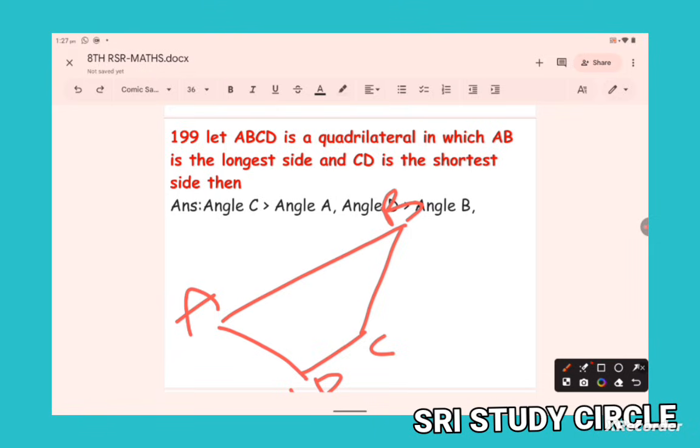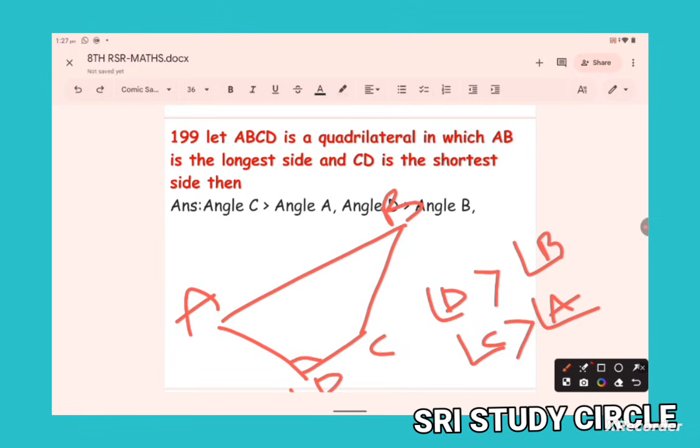The angle which is opposite to the greater side is the greater angle. The angle which is opposite to the smaller side is the smaller angle. So here AB is the greatest side. That means angle D is greater than angle B, and angle C is greater than angle A.